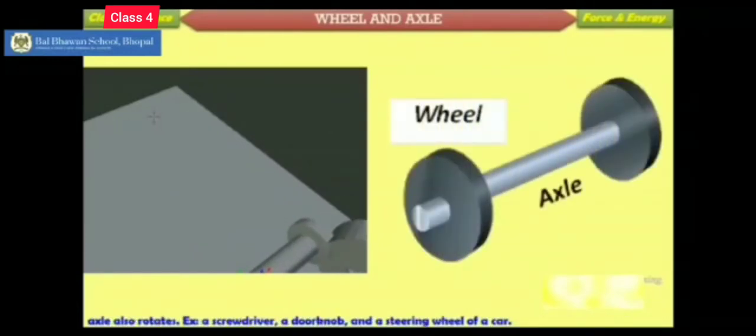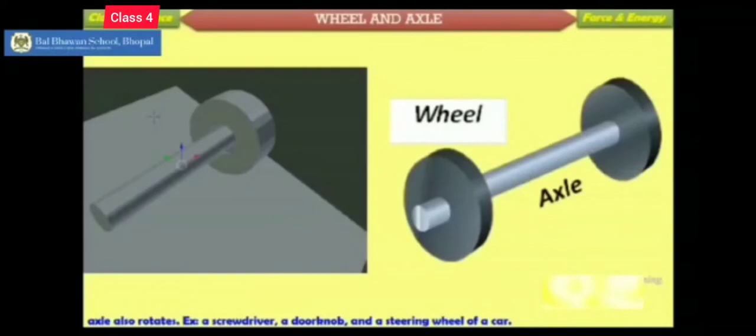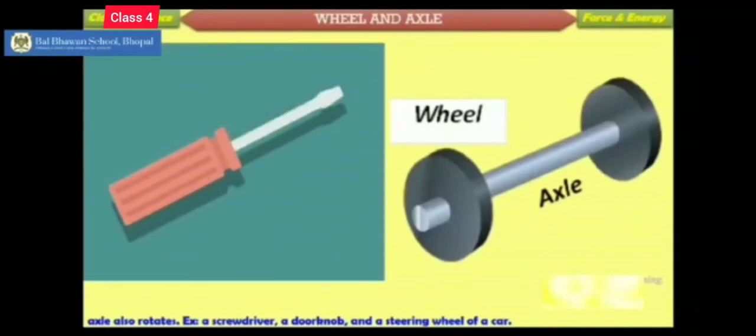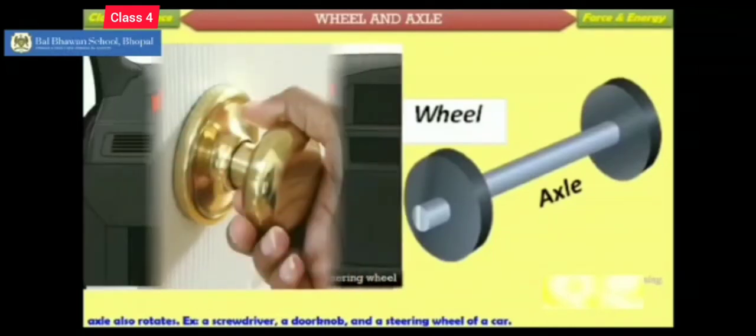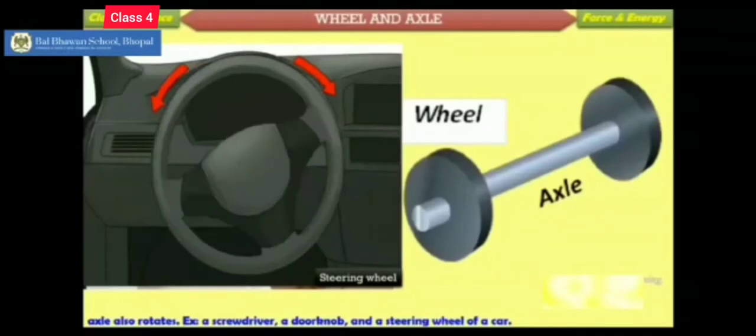Next we move to another simple machine. Can you identify this simple machine? Yes, it is a wheel and axle. A wheel and axle consists of a wheel rigidly attached to a rod called axle. When the wheel is rotated, the axle also rotates. Examples of wheel and axle: a screwdriver, a doorknob, and the steering wheel of your car.